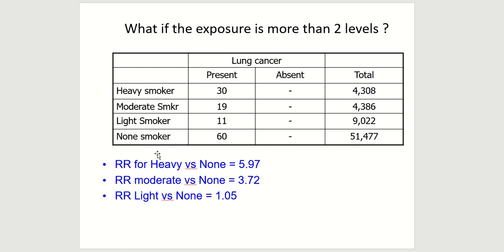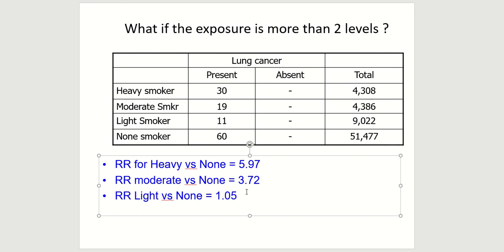And as I said, you can do that for moderate smoker versus non-smoker, and you could do that for light smoker versus non-smoker. And in that specific example, you can see that for moderate smoker versus non-smoker, the relative risk is 3.72. And for the light smoker, it's 1.05. Comparing these relative risks, you can see that light smoker versus non-smoker, the risk increases only about 5%. It's a very small increase. If you go to the moderate smoker, the relative risk is 3.72, meaning the risk is multiplied by a factor of 3.72. And when you move into the heavy smoker, the risk is multiplied by a factor of 5.97. Obviously, there is some sort of a dose-response relationship with the smoking.